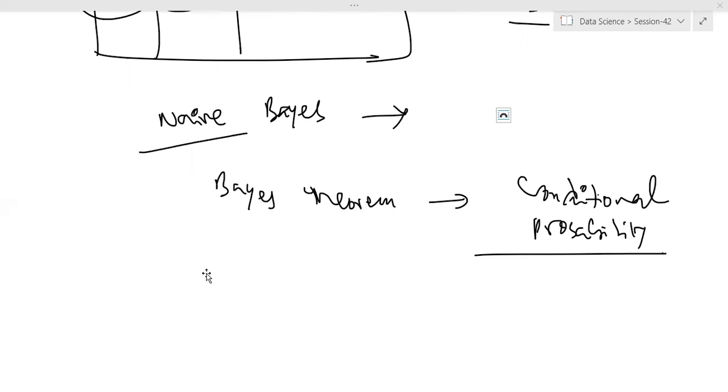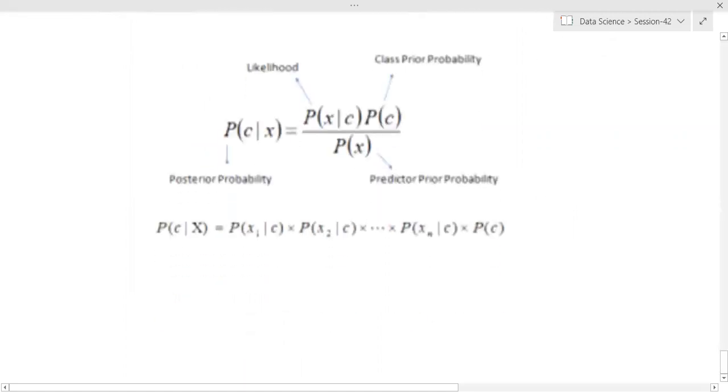What we are doing is just making use of that particular thing. See here: likelihood, posterior probability, prior probability, and all these things. Probability of C given X equals probability of X given C into probability of C, divided by probability of X. Like that, we are going to perform the activity for all the things, so that you can refer to the specification and apply it.